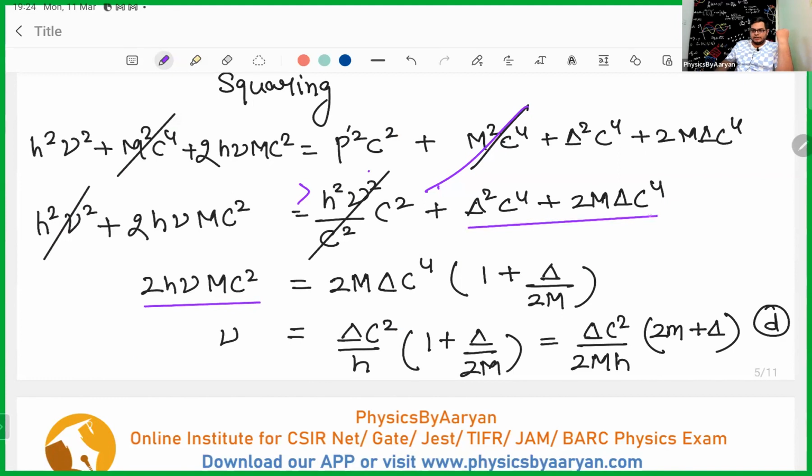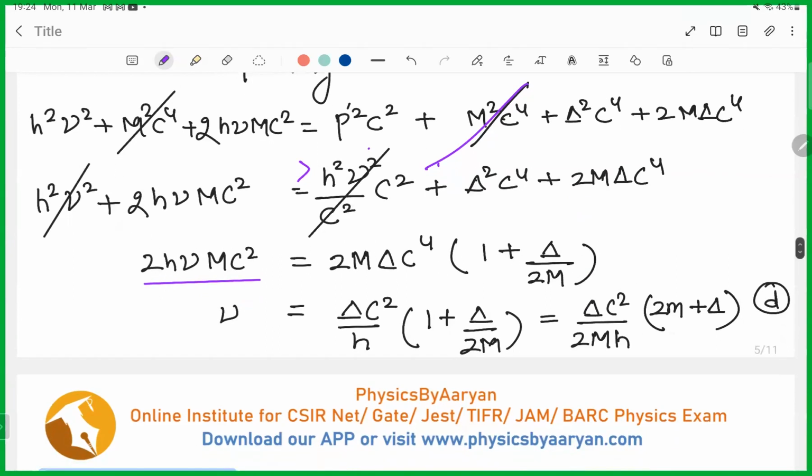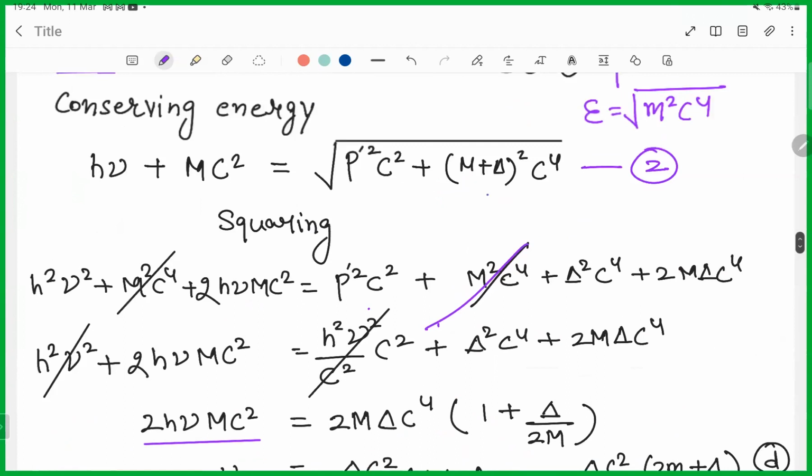From this term, I can take 2m delta c^4 as constant. If I take this as constant, I will get 1, and in this I am left with 1 delta. So c^4 is already taken common. There is no 2m here, so I have to divide by 2m here. That's it. Sir, that p dash square, how did it change to h square?